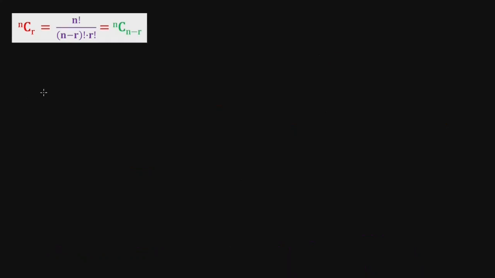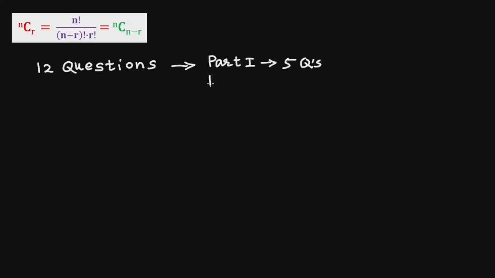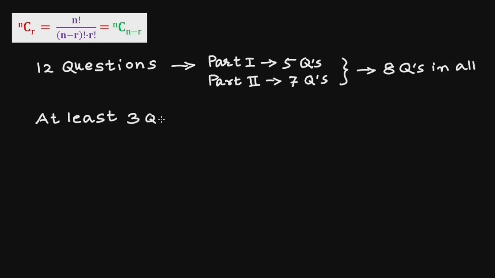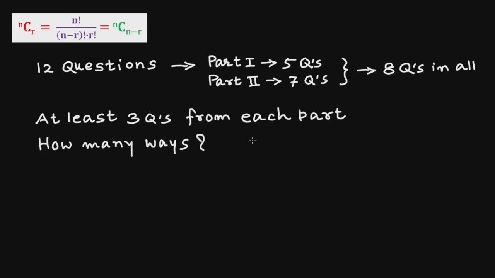In an examination, a question paper consists of 12 questions divided into two parts, Part 1 and Part 2. Part 1 contains 5 questions and Part 2 contains 7 questions respectively. A student is required to attempt 8 questions in all, selecting at least 3 questions from each part. In how many ways can a student select the questions?